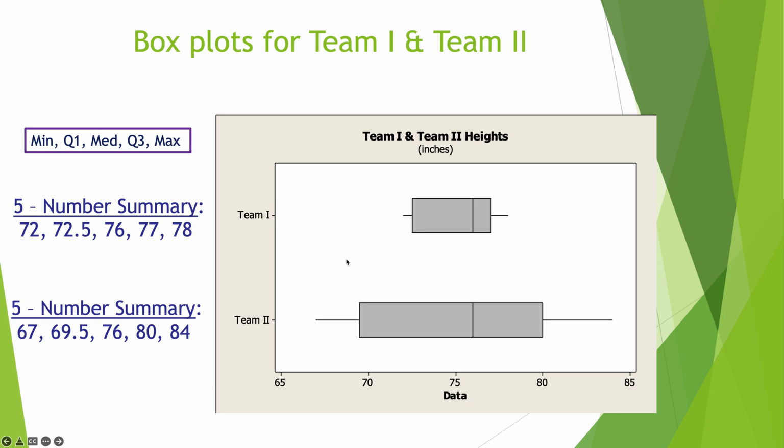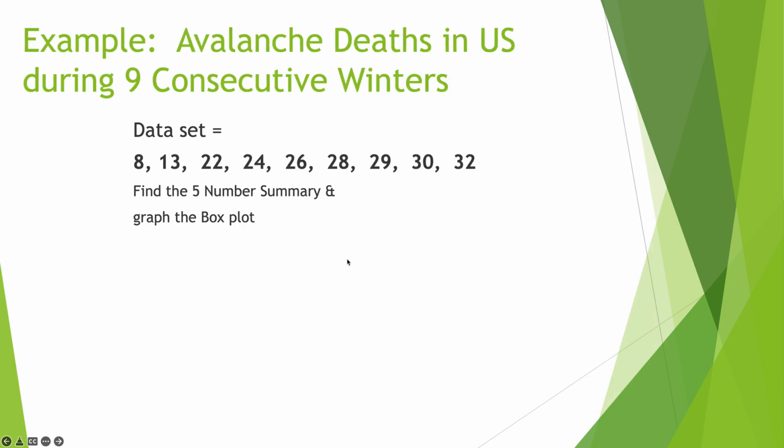Okay, so let's try to make one of these box and whisker plots ourselves. So here's a data set. Number of avalanche deaths in the US during 9 consecutive winters. I gotta tell you, I didn't dream up this data. This was kind of handed to me. It's not the kind of thing I usually do data about.